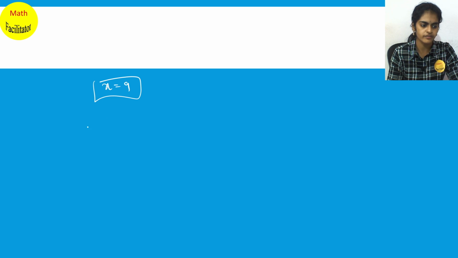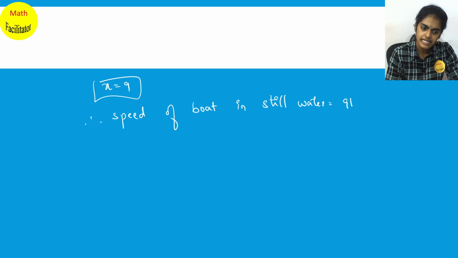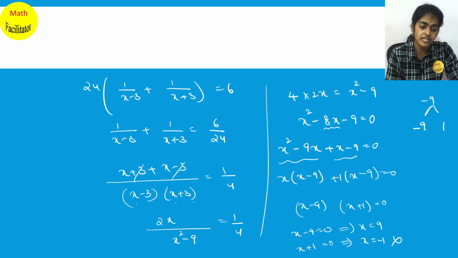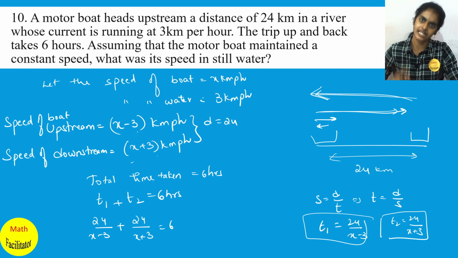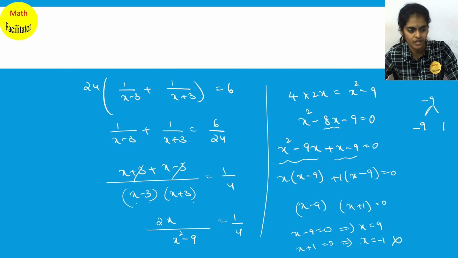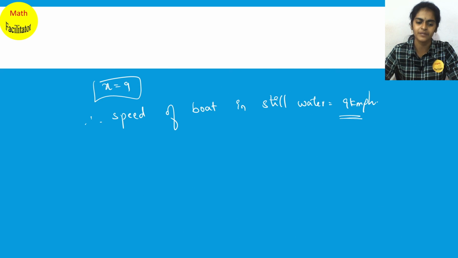So what is the speed of the boat? Therefore, the speed of the boat in still water is 9 km per hour. Whenever you are talking about the speed of the boat, this is the speed of the boat in still water. But because the speeds of the boat upstream and downstream are different, x minus 3 and x plus 3, x is nothing but the original speed of the boat. When the water has no influence on the boat, it is 9 km per hour.